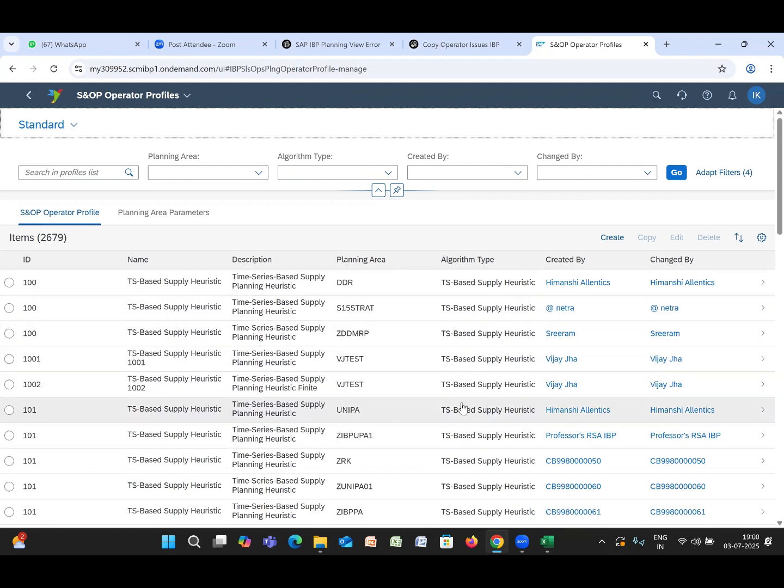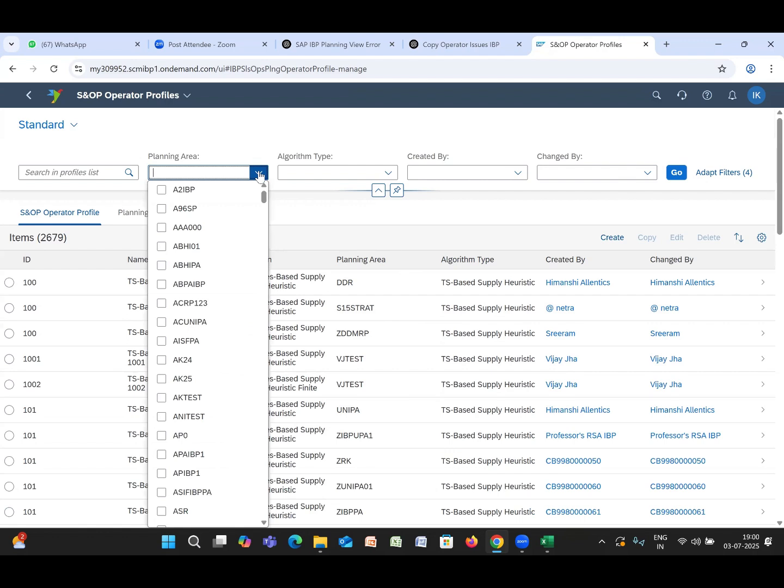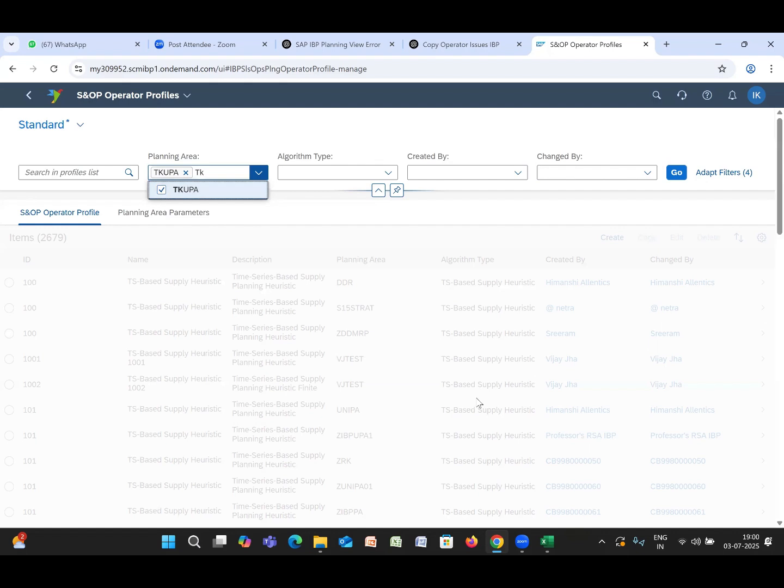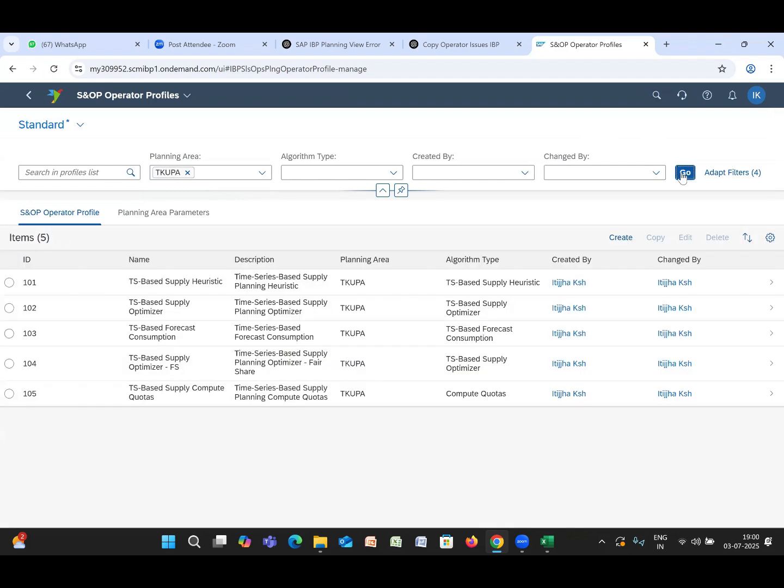operators getting created. Now for our planning area, Kshitij, what is the name of your planning area? TKUPA. TK. J is there? No. No, this one. TK. Okay. Oh, there is one more Jha. Vijay Jha is also there. Yes. In your system environment, there is one more Jha.